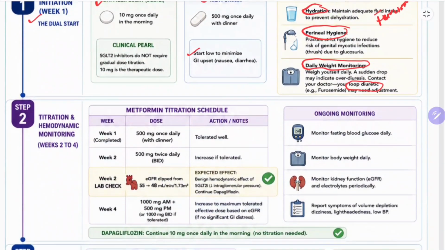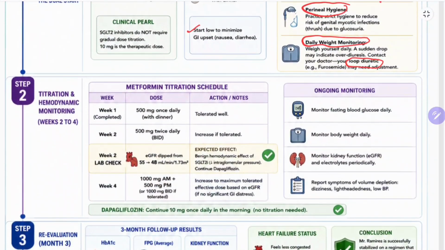Okay, now coming to week 2 to 4. So week 1, metformin 5 mg once daily; week 2, 5 mg twice daily. Now in week 2, you are doing one investigation, that is eGFR. So the reason we will understand here.